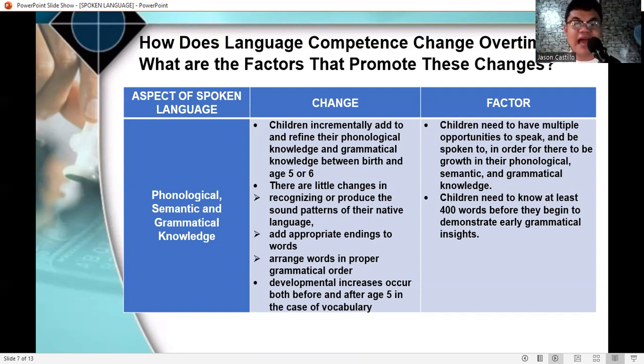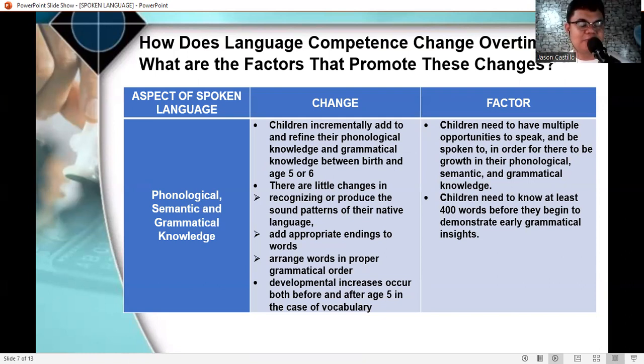So what are the factors to these changes? The first is children need to have multiple opportunities to speak and to be spoken to in order for there to be growth in their phonological, semantic, and grammatical knowledge. That's very true. Because how can a student learn if he will not be able to listen first and at the same time be given a chance to speak?